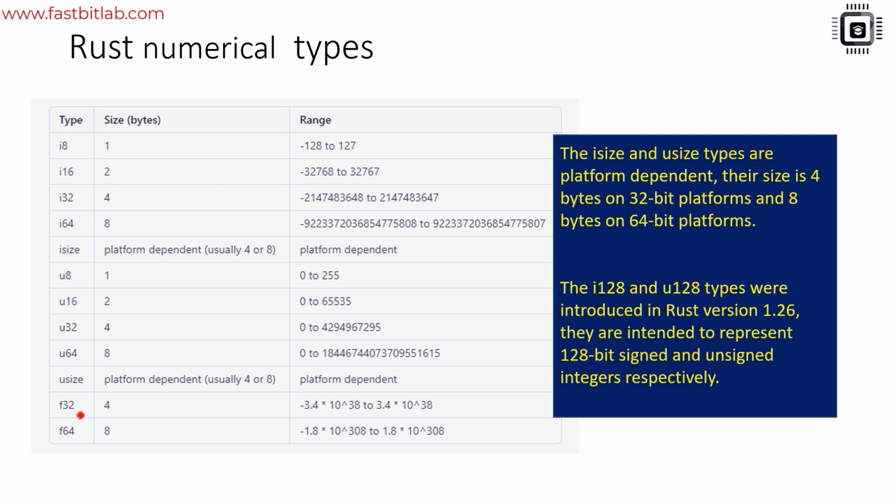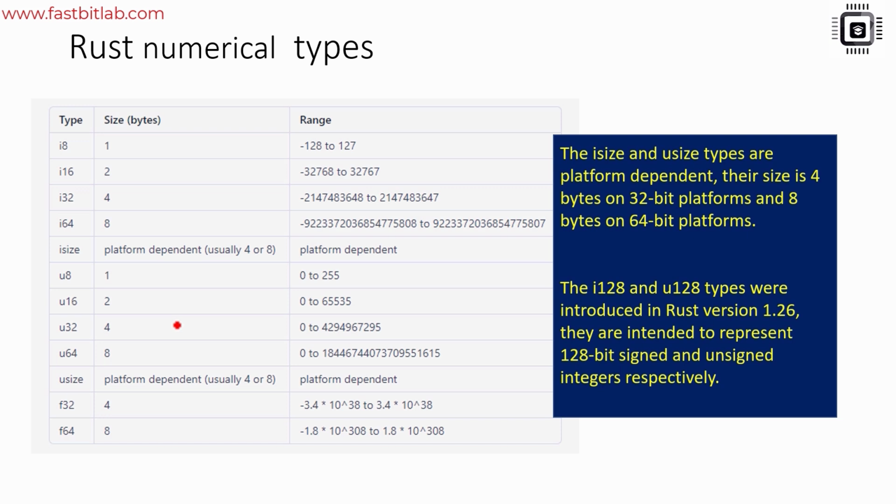And to represent floating point data, we have got two data types here, F32, which is for single precision floating point data, and F64. This data type should be used to represent data of double precision floating point. I hope this is very simple to understand.